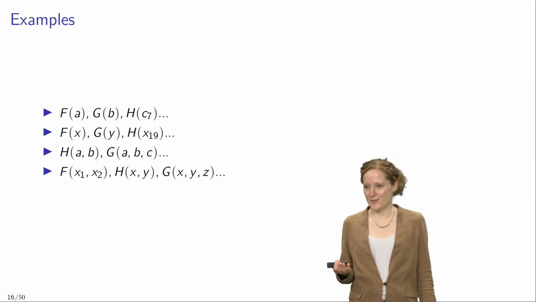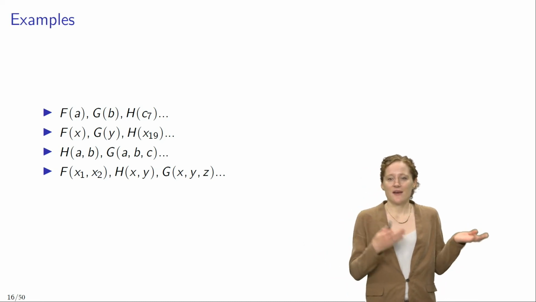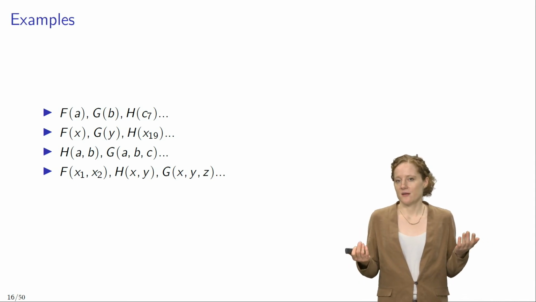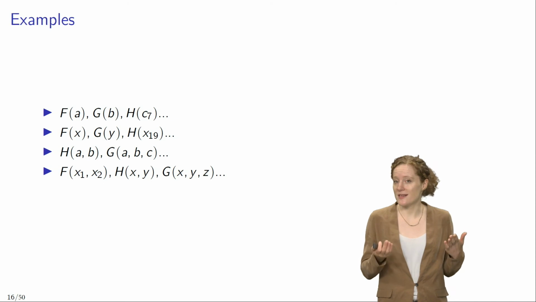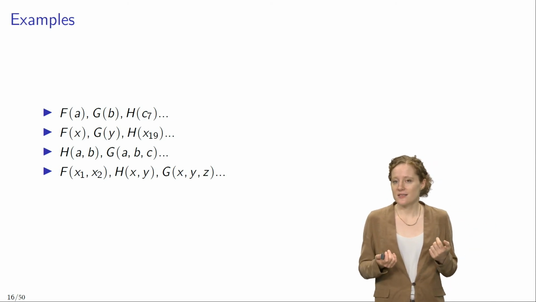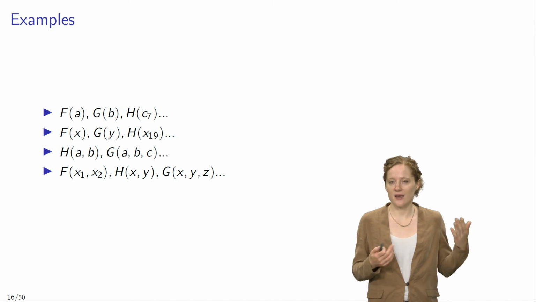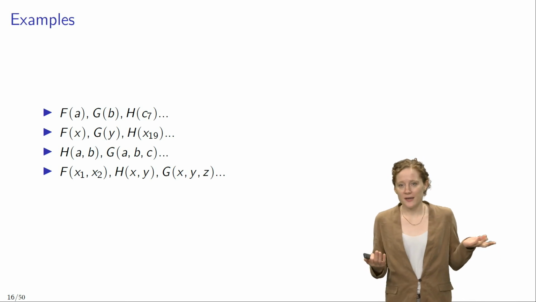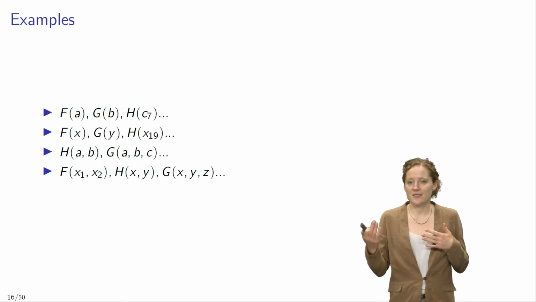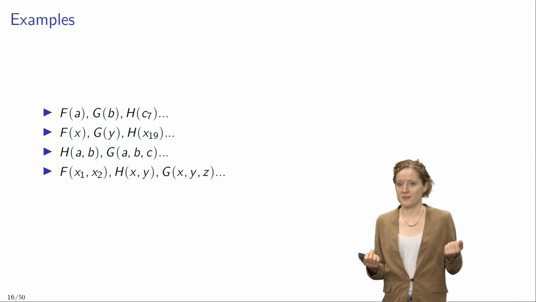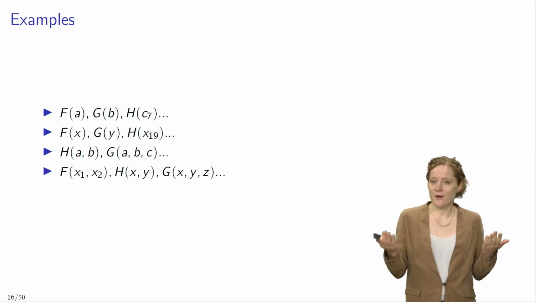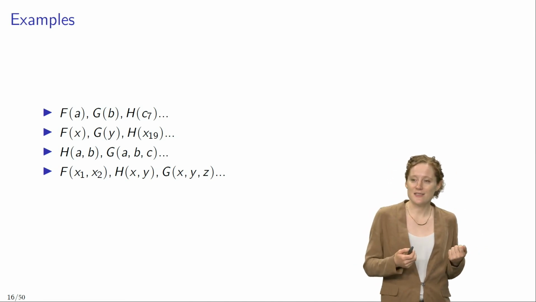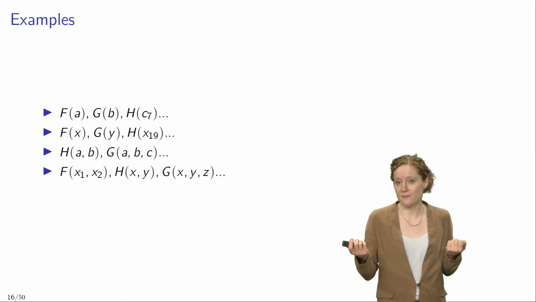Here are a couple of examples to illustrate what's meant. Fa, Gb, H, C7, those are all atomic formulas. So what we have here is simply a one-place predicate, F, G, or H, that is applied to a name, a, b, or c7. Now similarly, Fx, Gy, or H, x subscript 19, all of these also are atomic formulas. They are similar to the atomic formulas in the first row, except that now we have used a one-place predicate and applied it to a variable and not to a name.